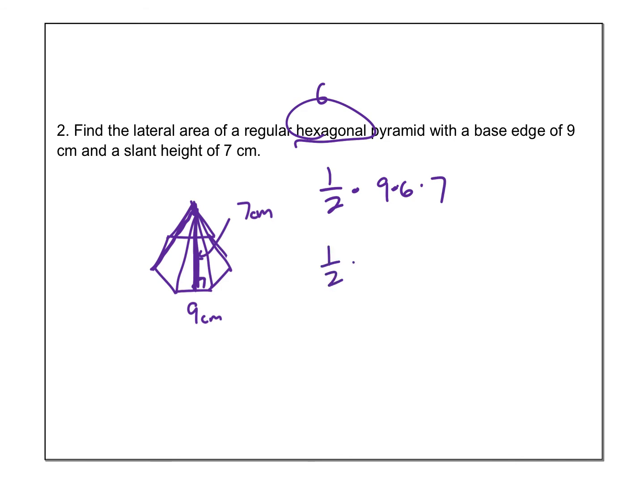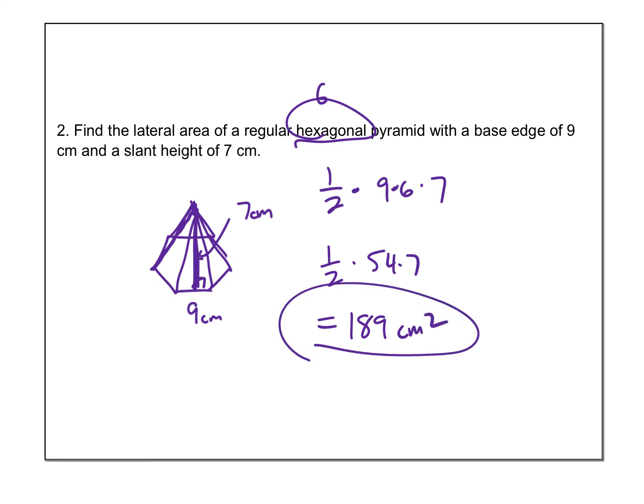So that becomes 1/2 times 54 times 7. So that's going to be 189 centimeters squared. And that's it. That's going to be my answer, okay? Now, will you have to do some work sometimes to find a slant height or a base edge? Yes, but this is just the general idea for now.